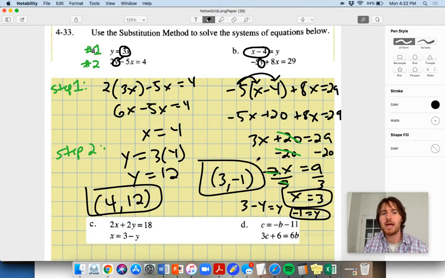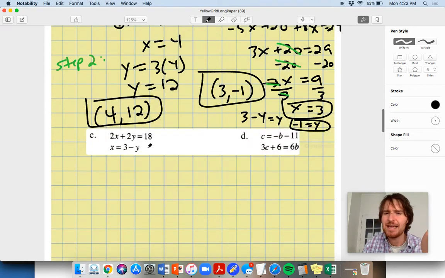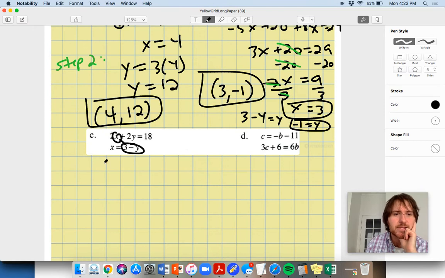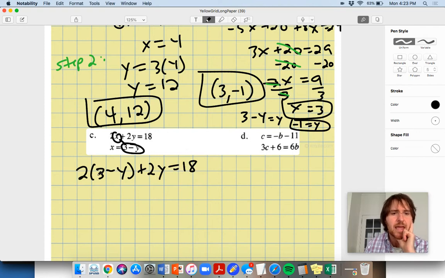Systems question, we've got that here. I think some of these ones get kind of interesting, so let's see if there are some interesting answers here rather than just a pair of coordinates. So let's get this: x equals 3 minus y. Plug in for x here. Okay, we've got 2 times 3 minus y plus 2y equals 18. And I'm going to distribute.